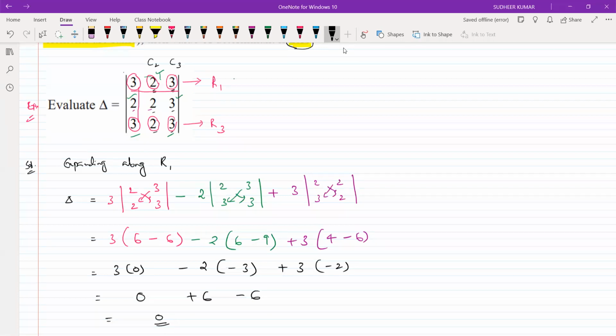So since R1 and R3 are identical, the value of the determinant is 0. Hence property 3 is verified. Is it clear? Yes, sir.